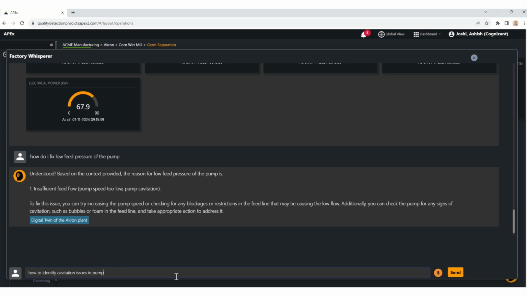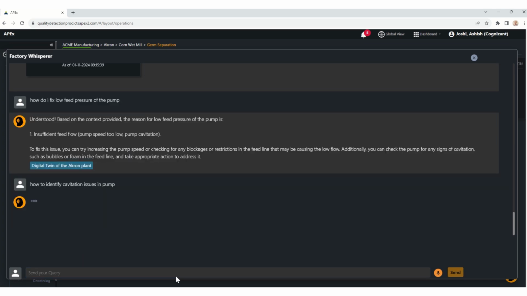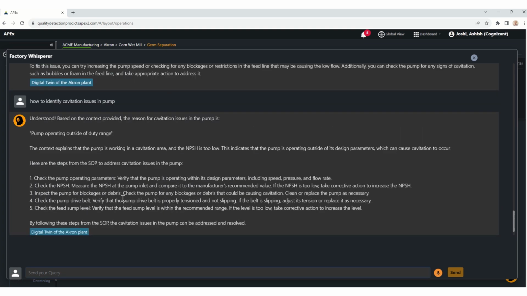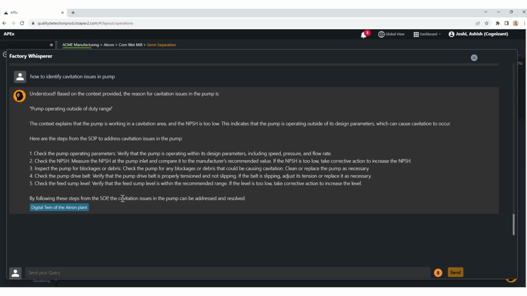And then I can ask other questions. If this is related to cavitation, then I can also ask, can you tell me how do I identify cavitation issues in the pump, for example? And then it brings me the steps I need to follow to identify cavitation related issues in the pump. Yeah, so it says these are the things you have to do.